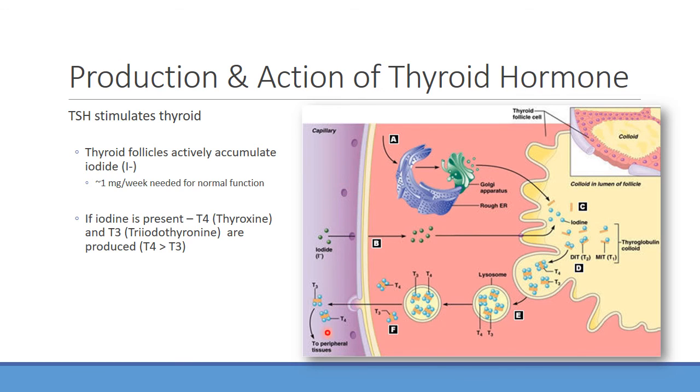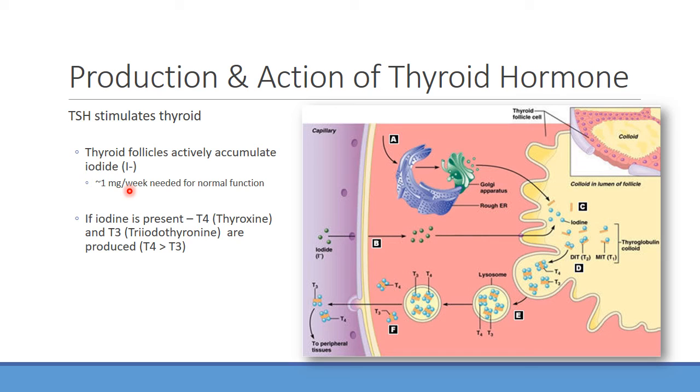Here you can see a capillary, blood flow coming to the thyroid gland. Here's one of our thyroid cells. So what's the main anion that we need for producing thyroid hormone? Iodine is going to be the big thing we need there, right? So we need to have a little bit in our diet. Roughly 1 milligram a week is needed for normal function, and your thyroid stores up a ton of iodine for later use. So you can go a long time without needing a lot of iodine in your diet, but you need to replenish that over time.